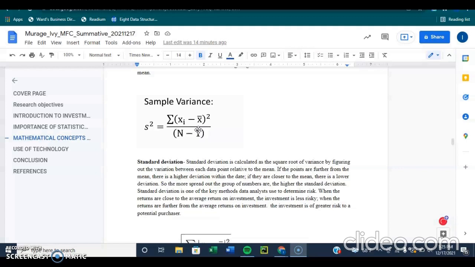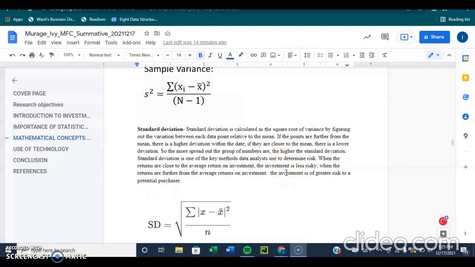So we also have the standard deviation, which is calculated as the square root of variance by figuring out the variation between each data point relative to the mean. If the points are further from the mean, there is a higher deviation within the data. If they're closer to the mean, then there's a lower deviation. So the more spread out the group of numbers is, the higher the standard deviation, and the more closely together they are, the lower the standard deviation.